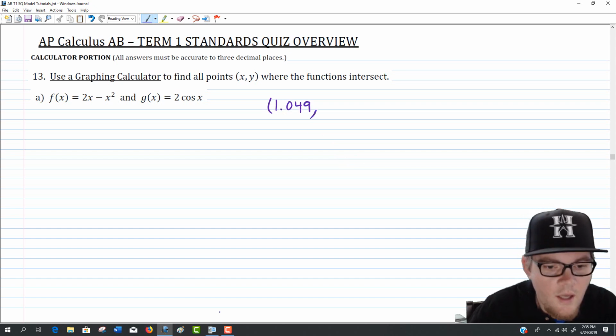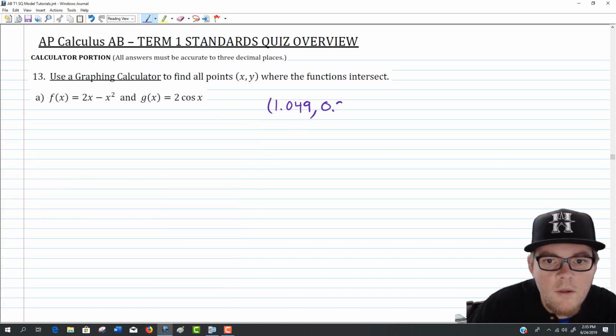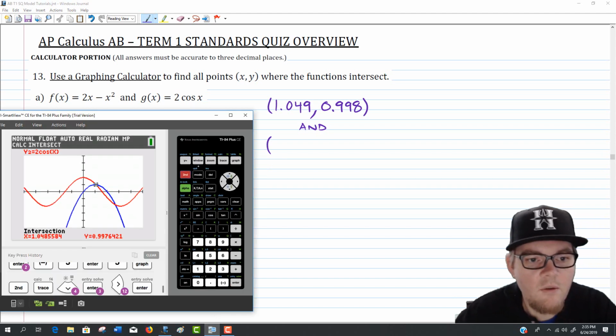1.049, comma, 0.998. So we have our first intersection point. We also have one other intersection point that appeared when I looked at that graph. So to find the second one, I'll do the same thing.